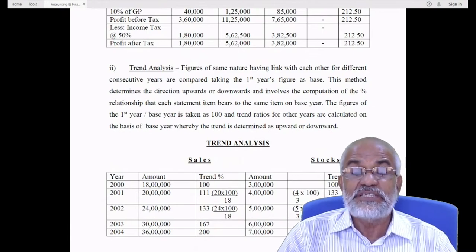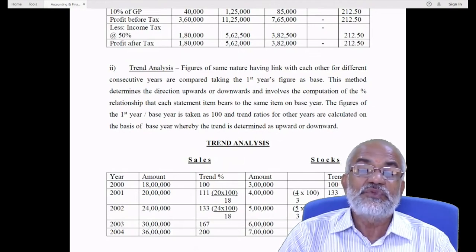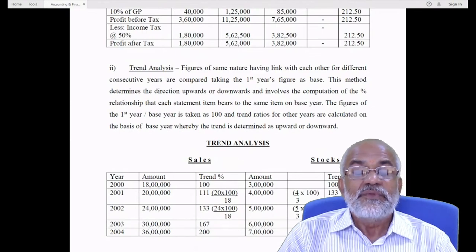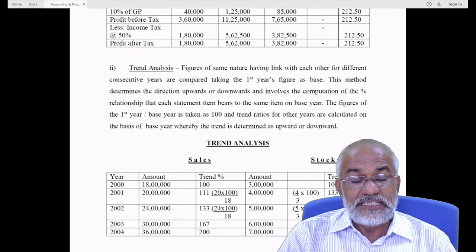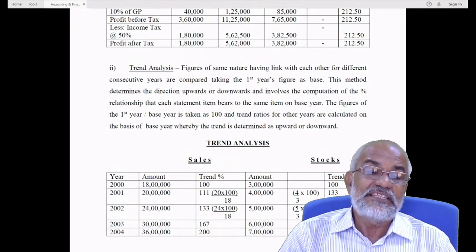In the base year, the sale was 18 lakhs. The formula for the computation is 24 lakhs divided by 18 lakhs into 100. It is coming about 133%. So the trend for the first year was 100%, the trend for the second year was 111%, and the trend for the third year on account of sale is 133%.